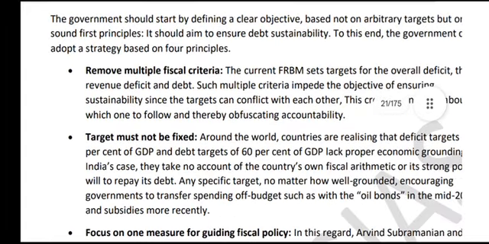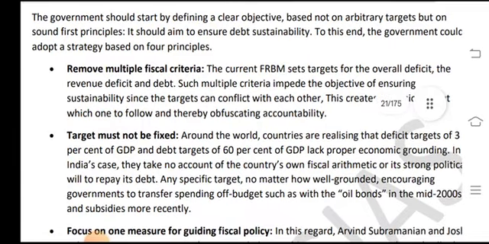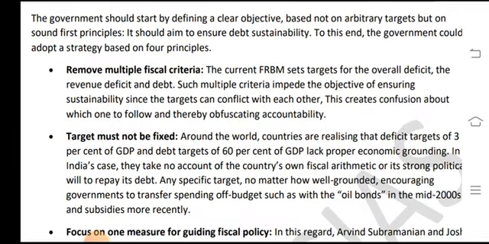The government should start by defining other clear objectives, based not on arbitrary targets but on sound first principles. It should aim to ensure debt sustainability, and to this end the government could adopt a strategy based on four principles.